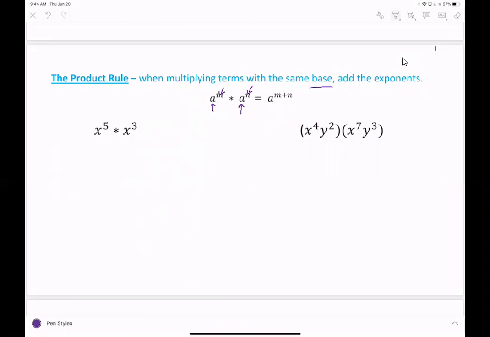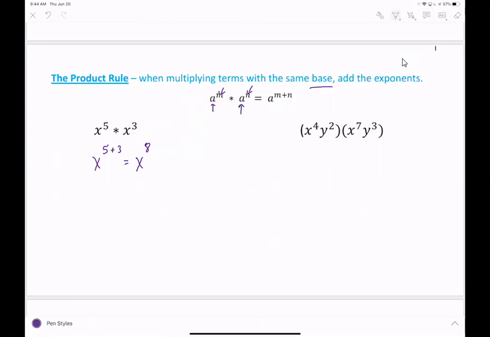So here's an example, x to the fifth, and we're going to say times x to the third. So we're going to add the exponents because both of the bases are x's, and we're going to get x to the 8th. And then over in the second example, we can do this for multiple bases.